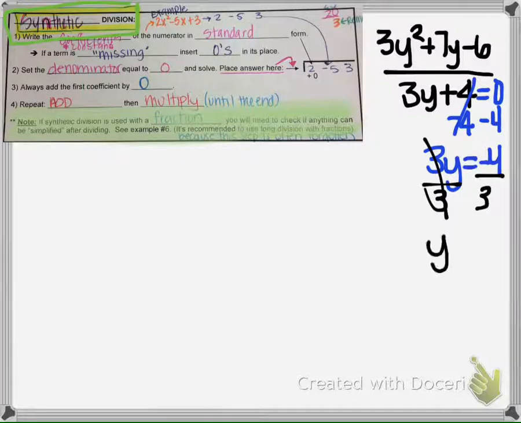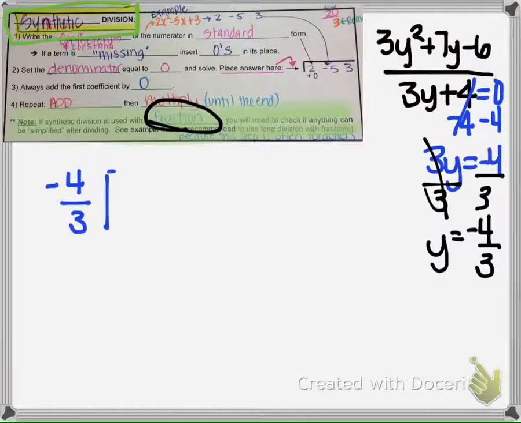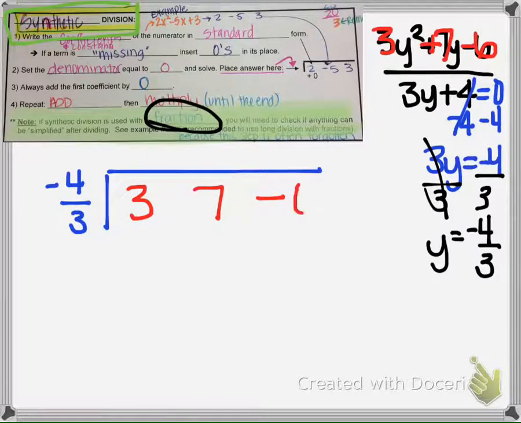Because here we have a negative 4/3, which is a fraction, if we get a fraction, it is not recommended to use synthetic division. But we can still use it, so we can put the negative 4/3 here. And then we're going to take the coefficients, so we're going to put a 3 here, a positive 7 here, and a negative 6 inside here.